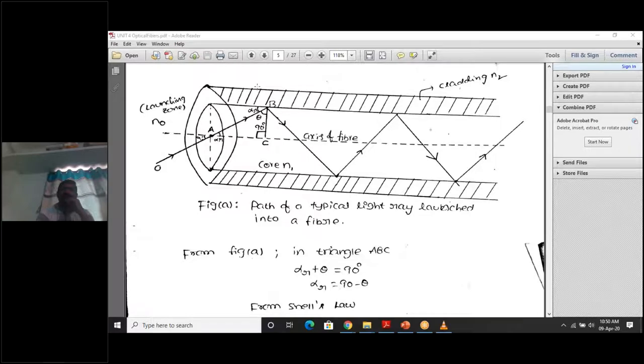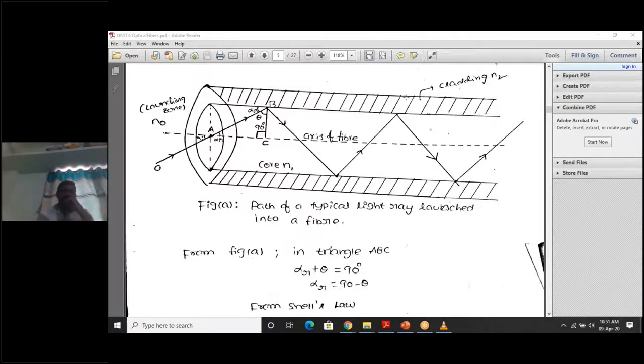Once again, it touches point C. Here also, if the angle of incidence is greater than the critical angle, it goes to point D. Here also, if it makes an angle of incidence greater than the critical angle, it goes to E, and so on. In this way, the light ray propagates from one end to the other end.